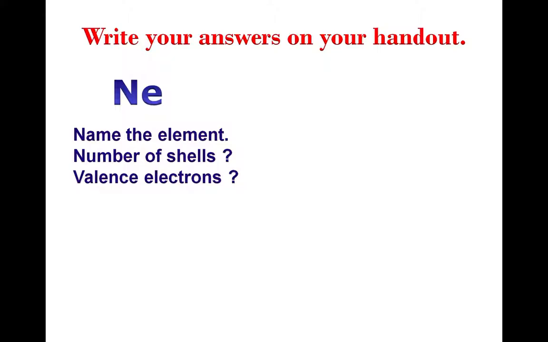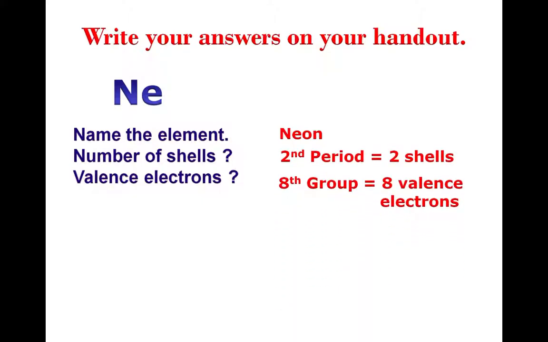All right, so let's do one more together, and then I want you guys to try to finish the rest of the worksheet on your own. So we have neon. Find neon on the periodic table. Now, if you look on the back of your periodic table, I did put them in alphabetical order to help you find them a little bit easier. Okay, so neon. Neon is in the second period, so that means it has 2 shells. It is found in the 8th group, therefore it has 8 valence electrons.